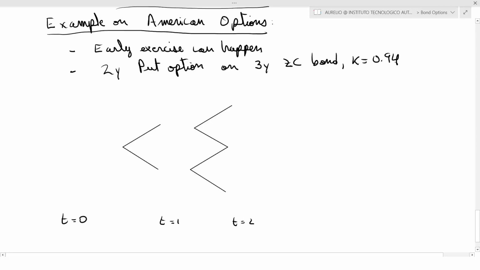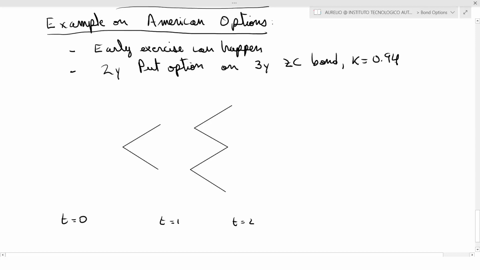Now let's see an example on American options. The difference between American options and European options is that early exercise can happen in these options. We're going to use the option that we just priced with put call parity, which is the 2-year put option on the 3-year zero coupon bond as underlying, where the strike is equal to 0.94.